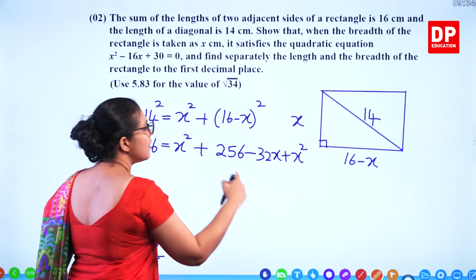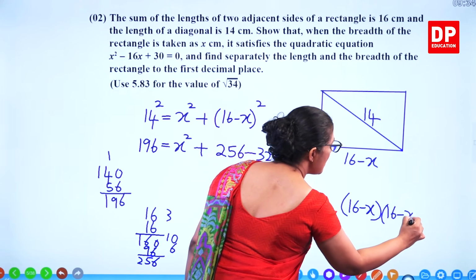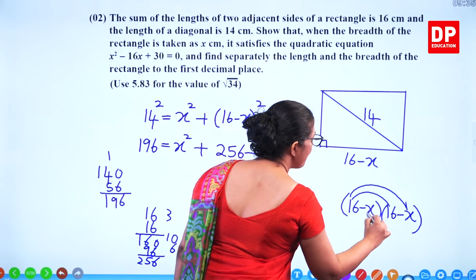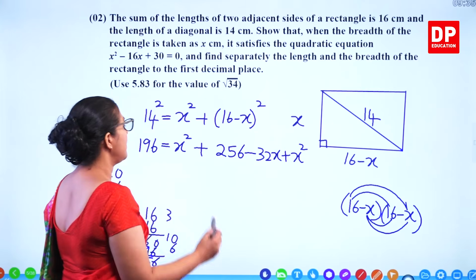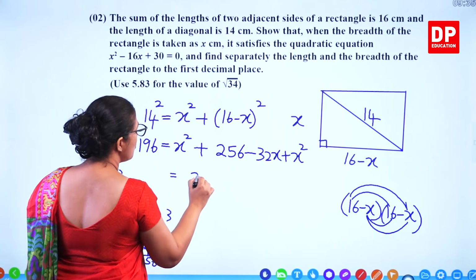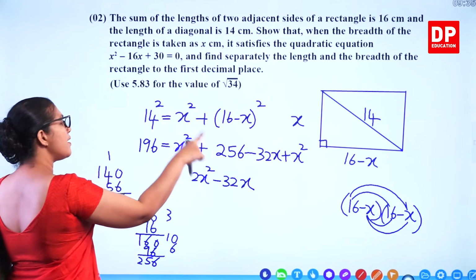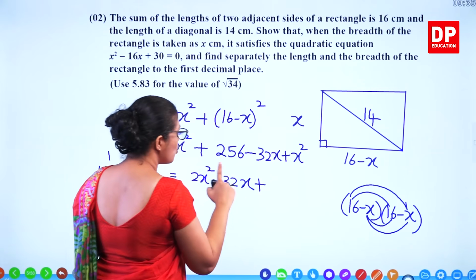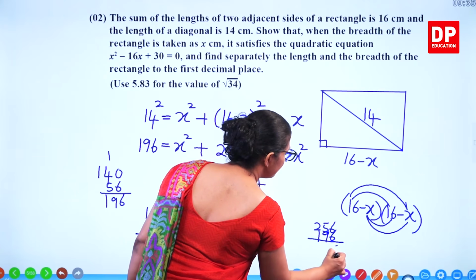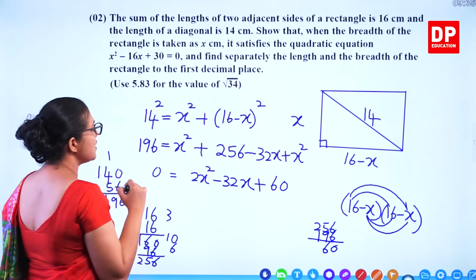If you can't do this at once, what you do? You can write it separately. This is 16 minus x into 16 minus x. You can multiply and get this answer. Now simplify. You get 2x squared minus 32x. Take 196 to this side: 256 minus 196, 60. And this side becomes 0.